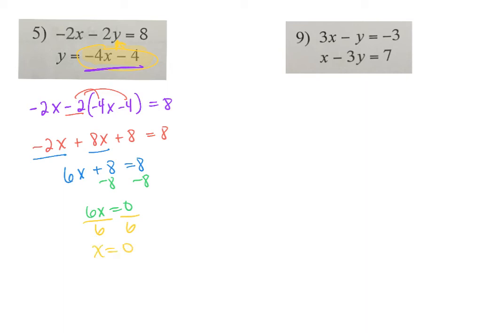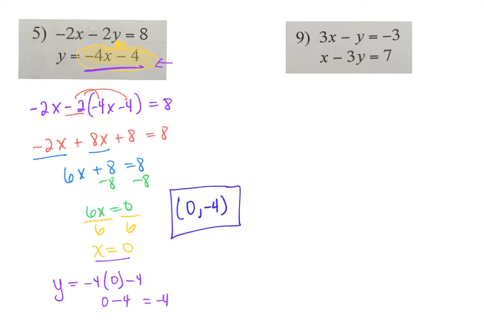And then I'm going to take that answer and plug it back into my equation to solve for y. y equals -4 times x, which we know is 0, minus 4. 0 minus 4 is -4. So my answer here for this one would be 0 for x, -4 for my y.